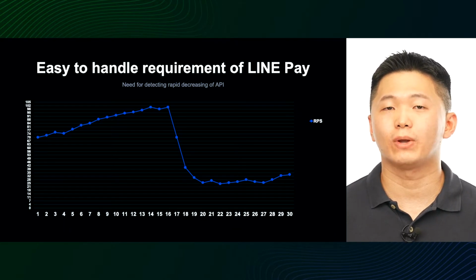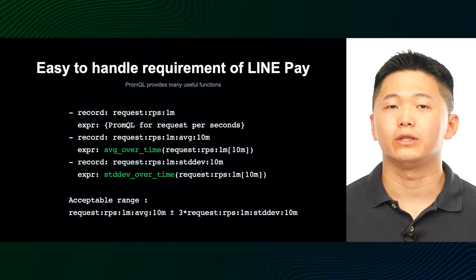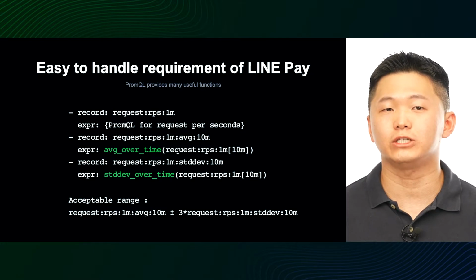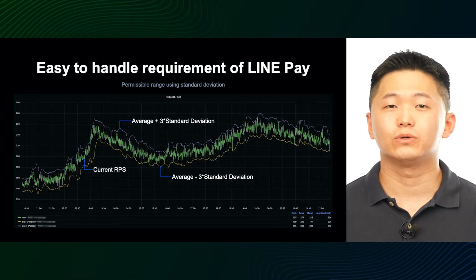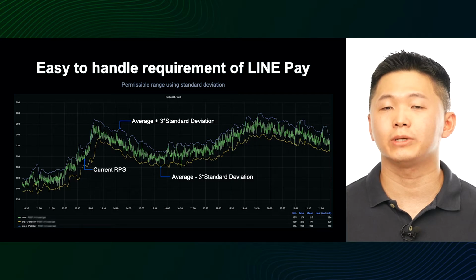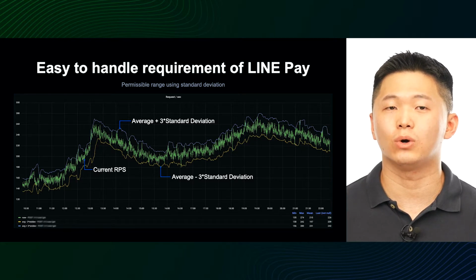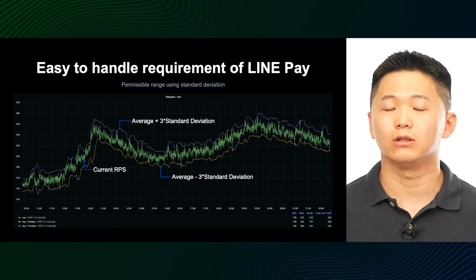And we want to detect rapid change of API requests. In PromQL, there are an average function and a standard deviation function. And we decided to make alerts using average and standard deviation because a slowly changing API moves within a certain range. This graph shows requests per second of an API. The middle green line is the current value, and the blue line and the yellow line are the dynamic threshold to detect rapid change of API. So if the current value exceeds this range for a minute, the alert is fired.